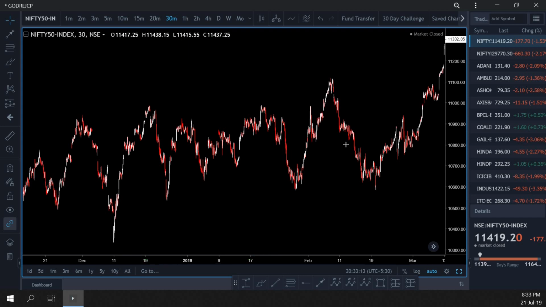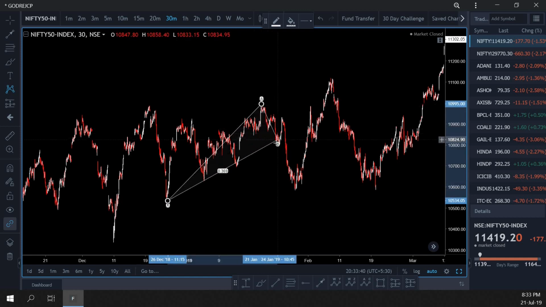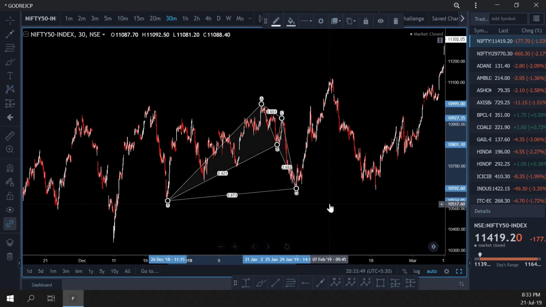So let's go. This is the pattern which I was discussing. This is what I have seen as a bad pattern. This is how I'm taking this leg for the upside. I'm taking this as X to A, this as A to B, this as B to C, and this as C to D.